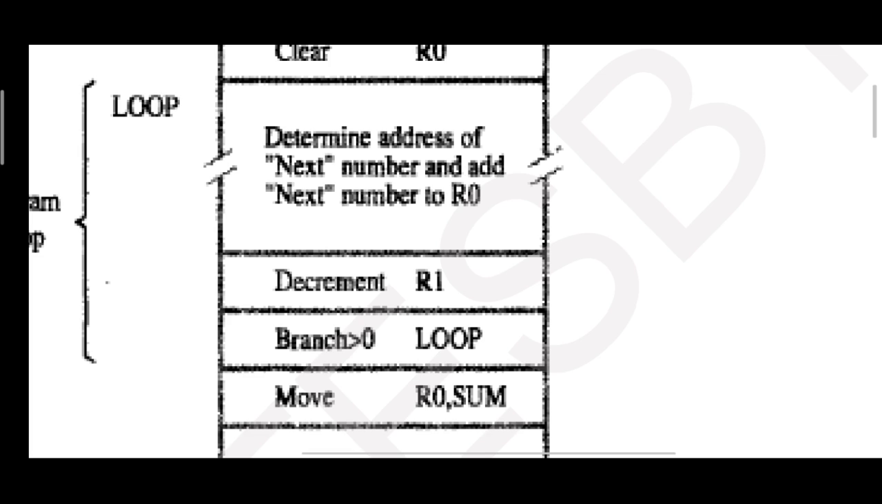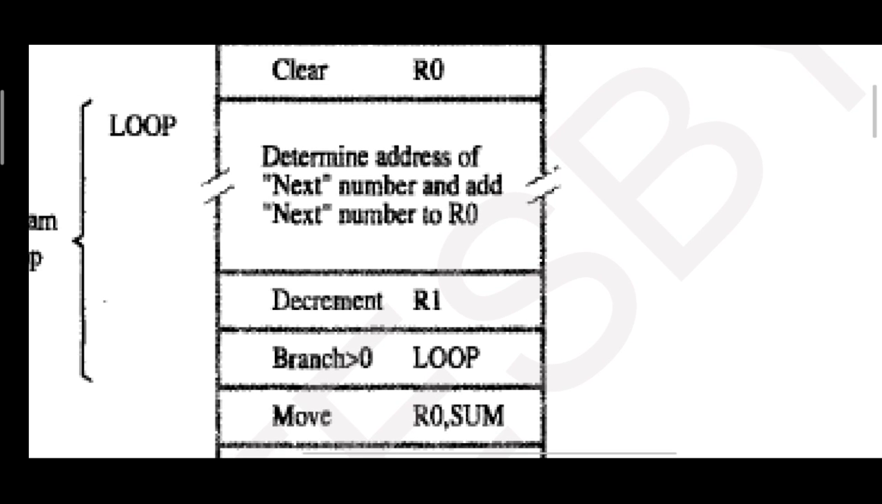Whenever there are many numbers available on the list, since there are 10 numbers as per our assumption, after the first iteration you decrement 10 by 1 and will have 9 numbers remaining, which is obviously greater than 0. So branch greater than 0 will remain true until you reach the last number, right? So if the condition is satisfied, then you have to go to the location loop.